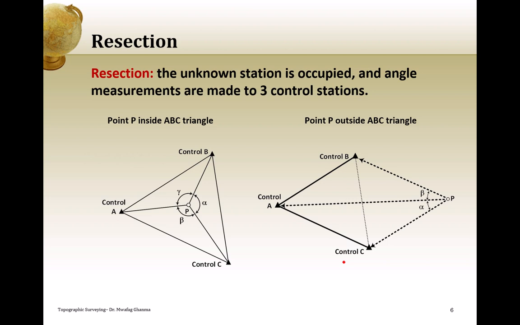So let's start with the resection. In the resection, we have, as we said, an unknown station that we will set up the instrument on and do the measurements to the other 3 control points. In this kind of problem, the unknown point can be inside the triangle of the 3 control points, and here the point is inside the triangle ABC, and the other case is that the unknown point is outside. So this is the triangle ABC of the control points, while our unknown point is outside.